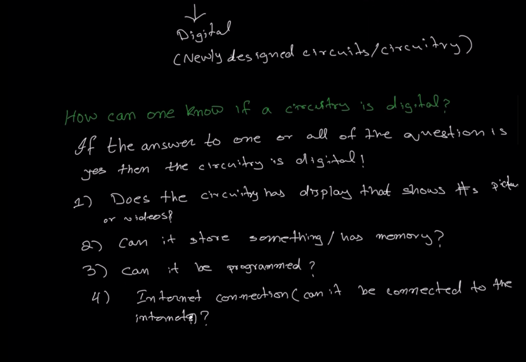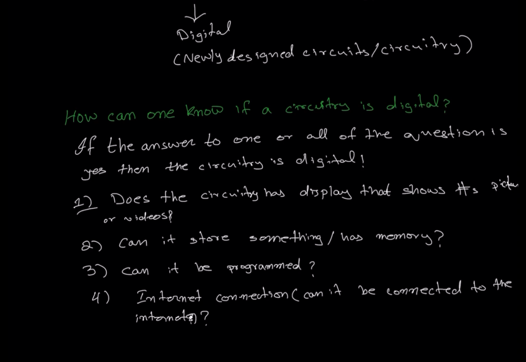Okay, moving on. How can one know that a circuit is digital or analog? Just to be very clear, if you are looking for a digital circuit, we have to answer some of these questions. If any of these questions is yes, then we will say yes, this is digital circuitry. The questions are the following.